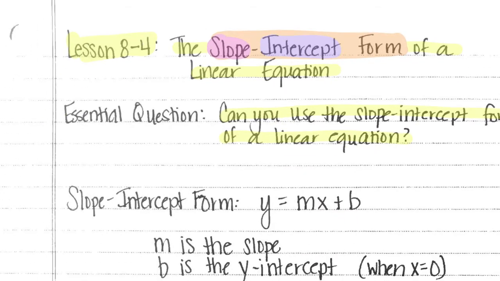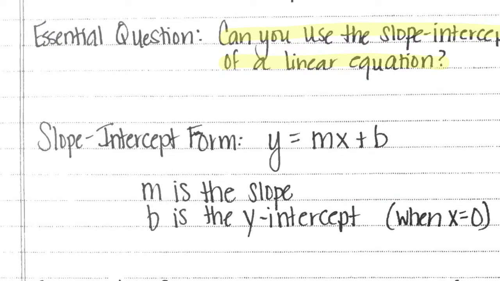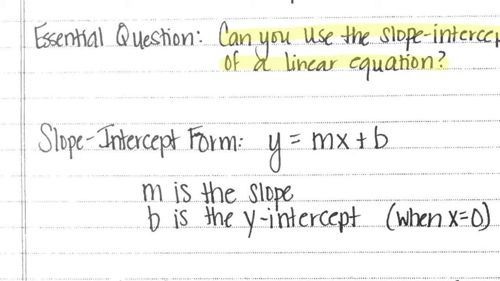So here we go. The slope-intercept form is y equals mx plus b. Notice that the m, which we talked about last lesson, is the slope. And the lowercase b, in this case, is the y-intercept. So remember, the y-intercept is when x is 0, and it is where it touches the y-axis.